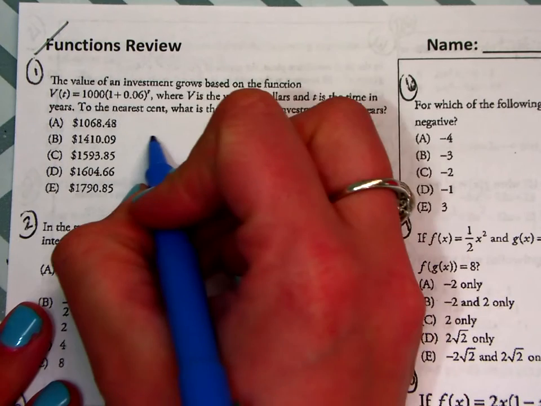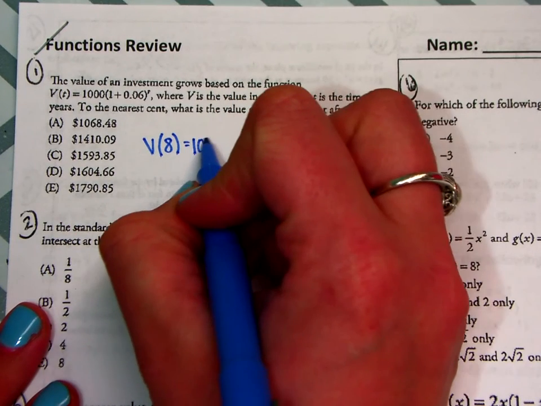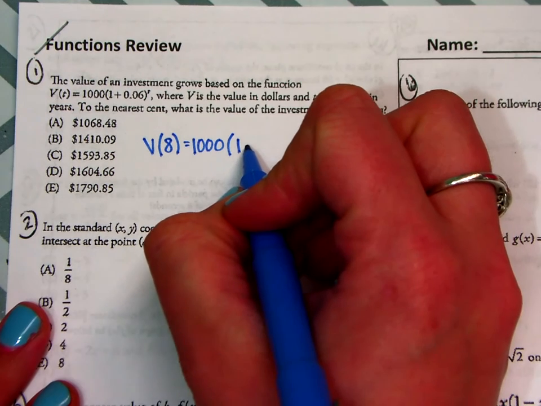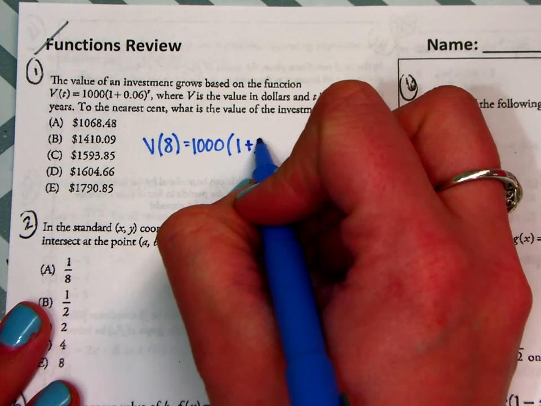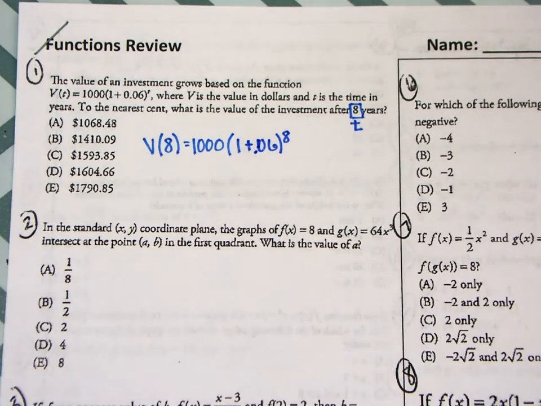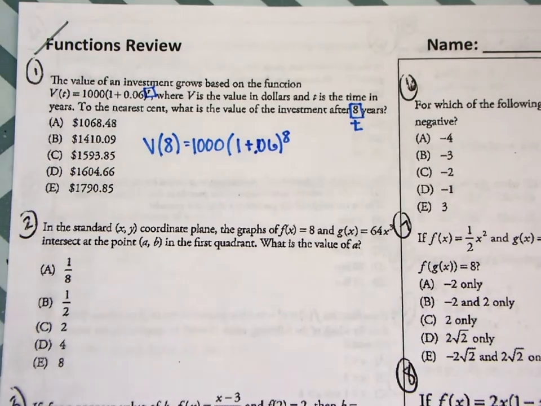So all we're going to do is this now becomes, instead of V of T, it becomes V of 8 equals 1,000 plus, sorry, I'm having a hard time reading that number, plus 0.06, all raised to the 8th. So the T value is located right here. It is just a little hard to see.